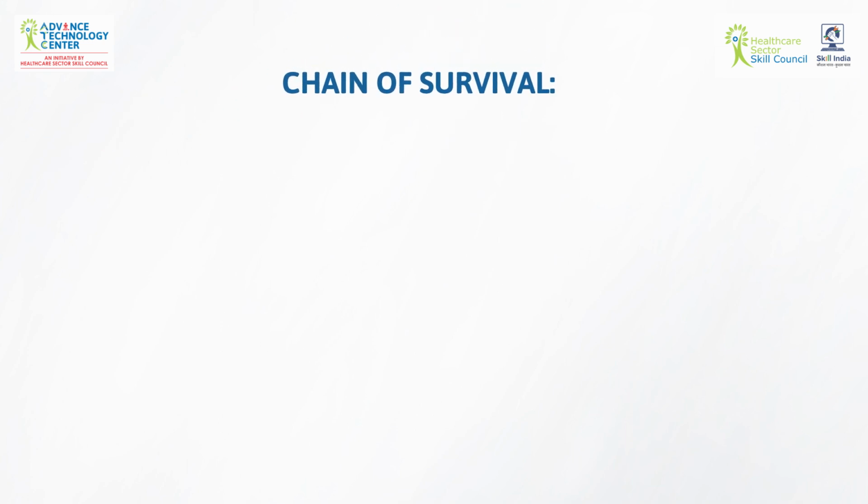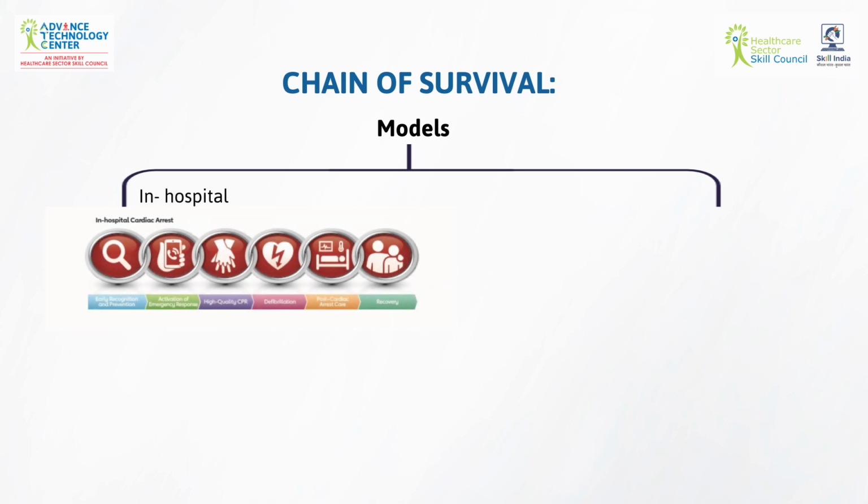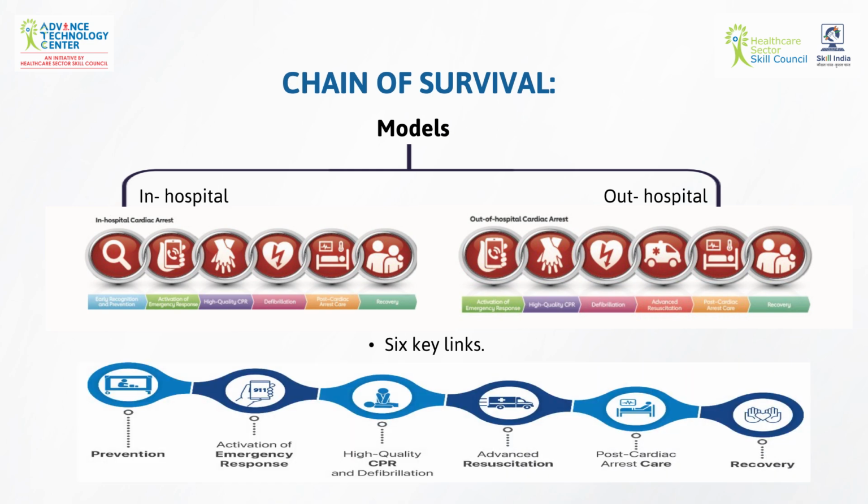Chain of survival. The chain of survival in child CPR follows two models: in-hospital chain of survival and out-of-hospital chain of survival. Both models include 6 key links, with the primary difference in the first step.